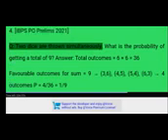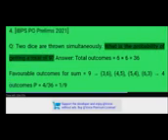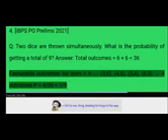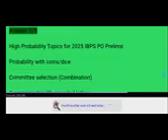4. IBPS PO Prelims 2021. Q. 2 dice are thrown simultaneously. What is the probability of getting a total of 9? Answer. Total outcomes equals 6 times 6 equals 36. Favorable outcomes for sum equals 9: (3,6), (4,5), (5,4), (6,3), which gives 4 outcomes. P equals 4/36 equals 1/9. Answer. 1/9.